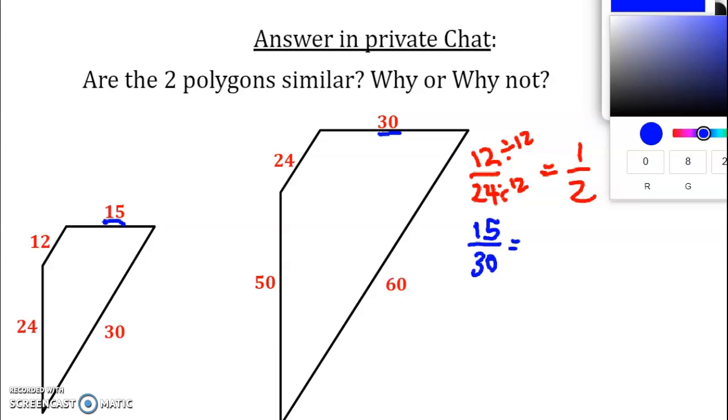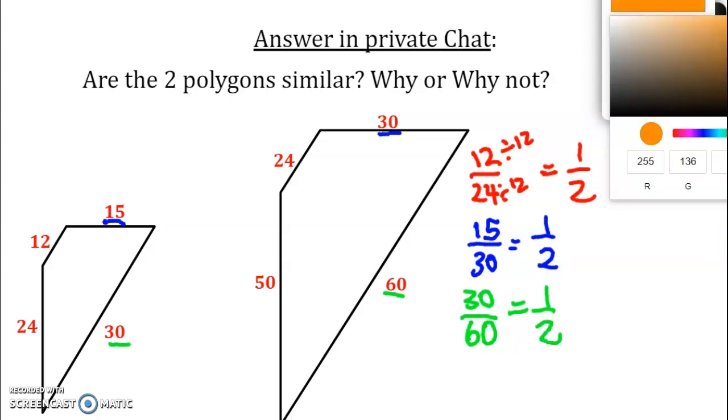That's divisible by 15, 15, so that's really again 1/5 again. And then 30 and 60, 30 over 60, that is also equivalent to 1/2. And then finally 24 over 50, 24 over 50.